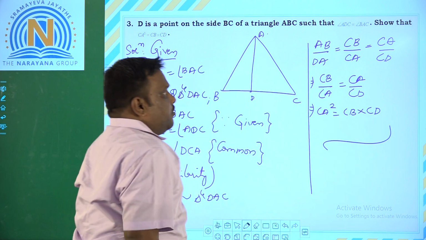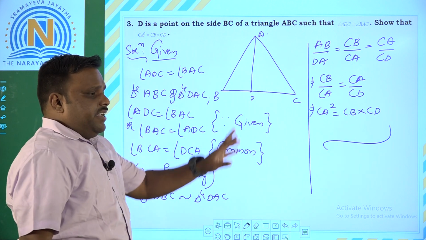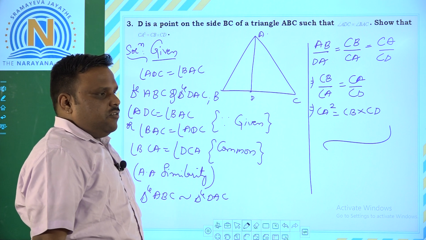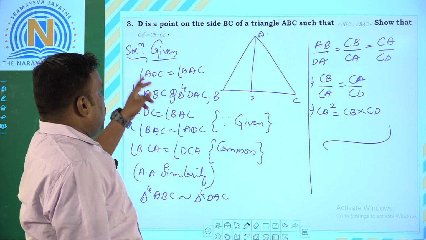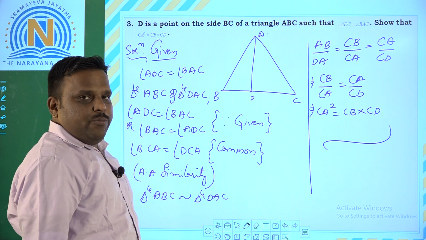This is what you have to prove. So I think this is the condition that I had to prove here, that is CA square is equal to CB into CD. So this is question number 3 that I had to prove.